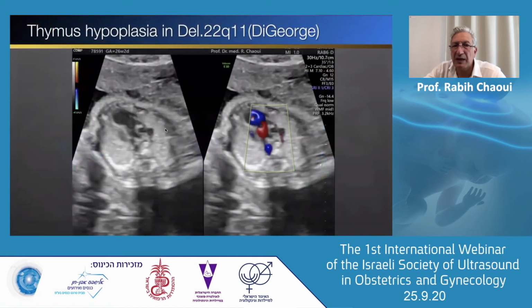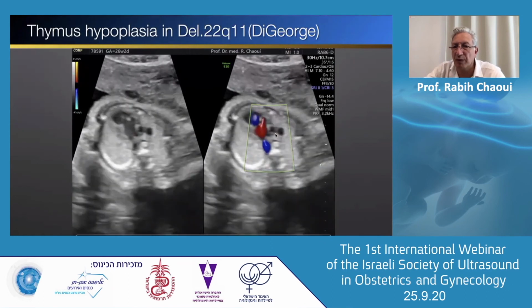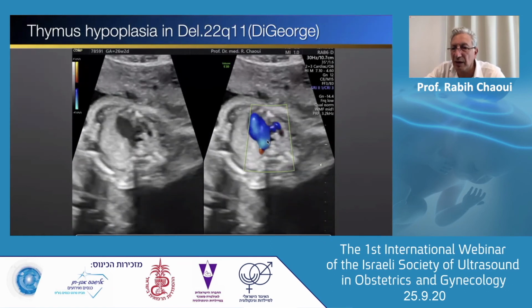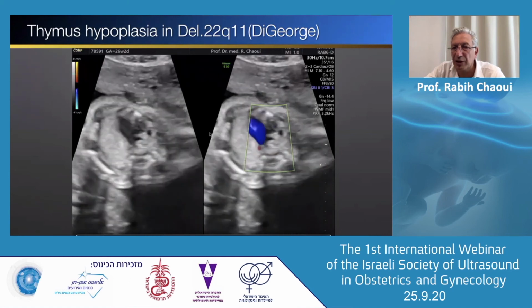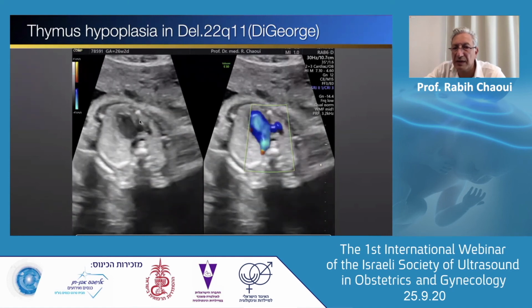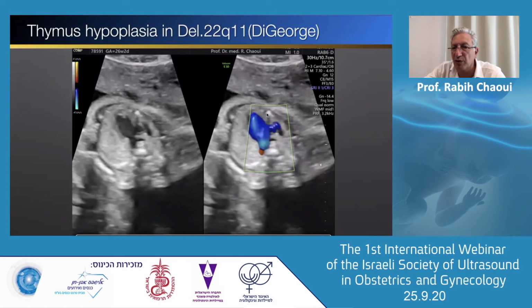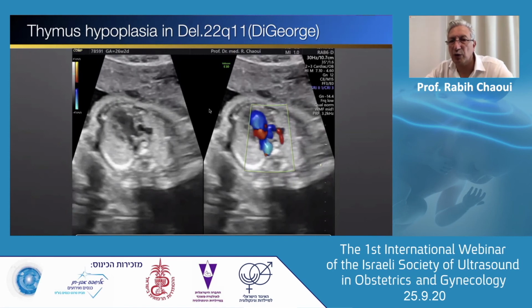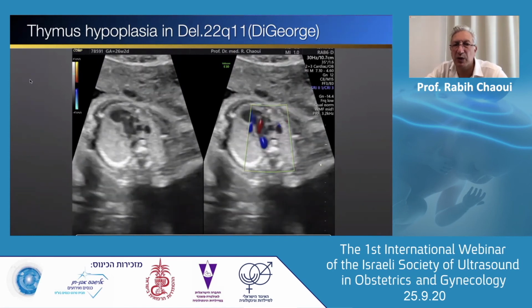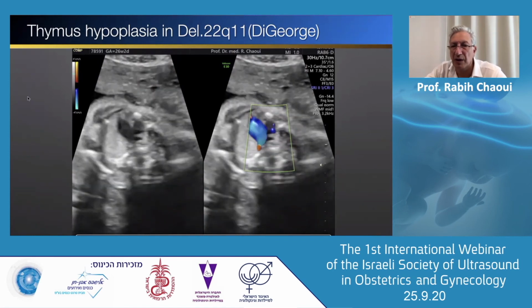And you see here a case of an interrupted arch I showed you before. Remember here the trachea touching or kissing the arterial duct and no connection. And you see that just behind the vessel, there is almost no tissue. So if you measure the distance from here to the vessel and here to here, you'll have 0.19 or something similar. 26-week gestation, DiGeorge syndrome, interrupted aortic arch.